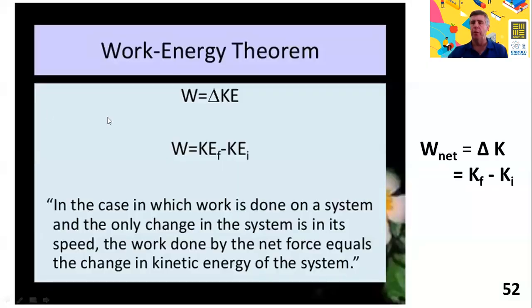If we're dealing with a force accelerating or slowing down an object on the ground, so in the case in which work is done and the only change in the system is in its speed, not its height, then the work done, the net work, is equal to the change in the kinetic energy. Net work done equals delta K. So it's the final kinetic energy minus the initial kinetic energy. We call that the work energy theorem.